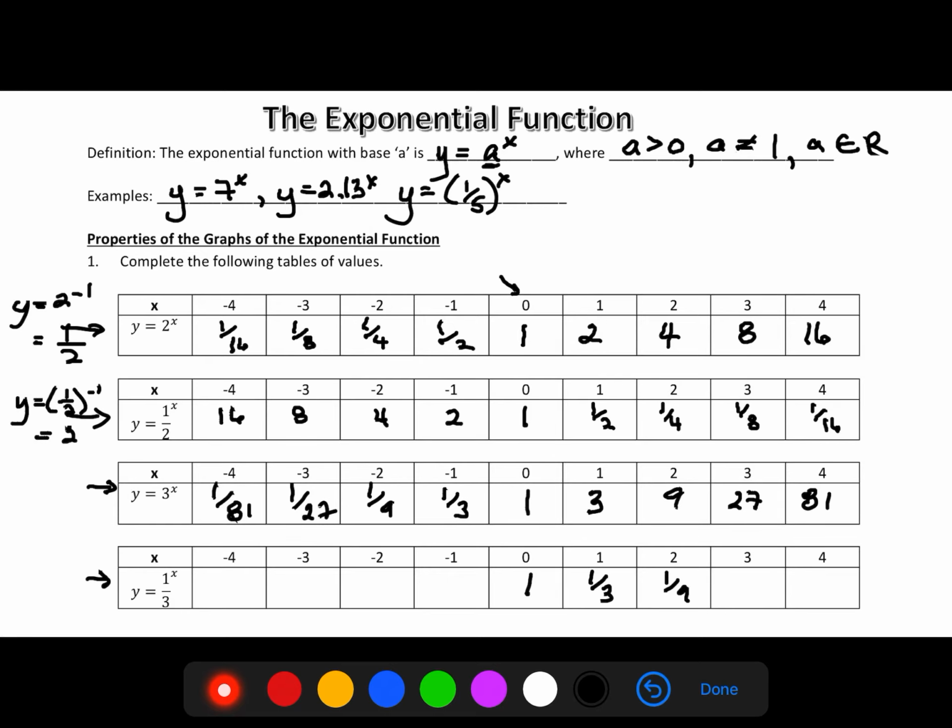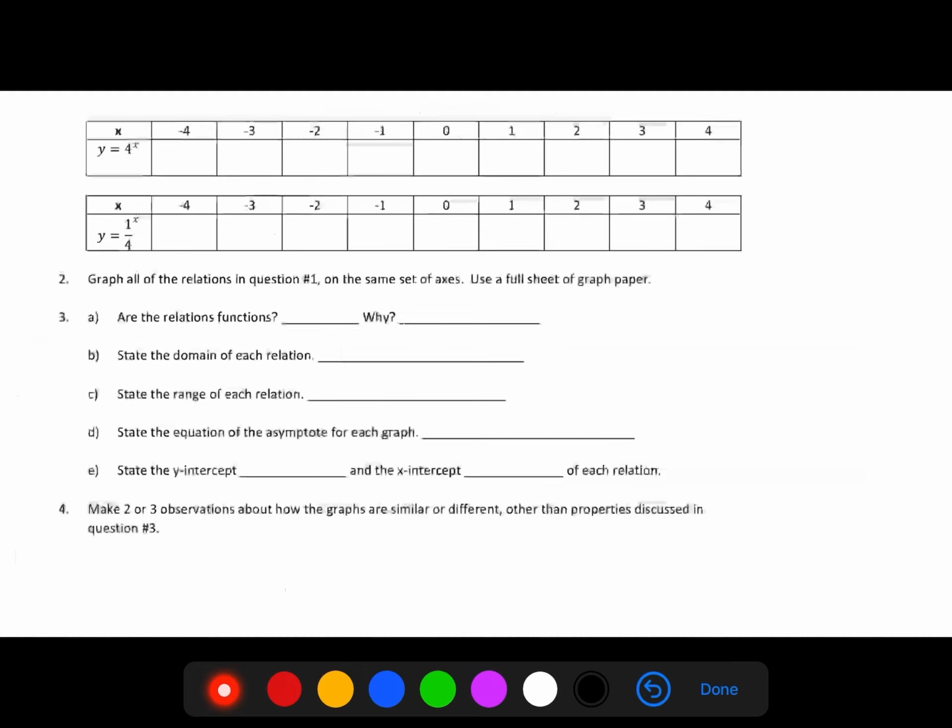Alternatively, we see that 1/3 to the 1 is 1/3. 1/3 squared is 1/9. 1/3 cubed is 1/27. And 1/3 to the power of 4 is 1/81. Flipped, y equals 1/3 to the -1 means it flips and becomes 3 to the 1, which is just 3. Squared is 9, then 27, and 81.